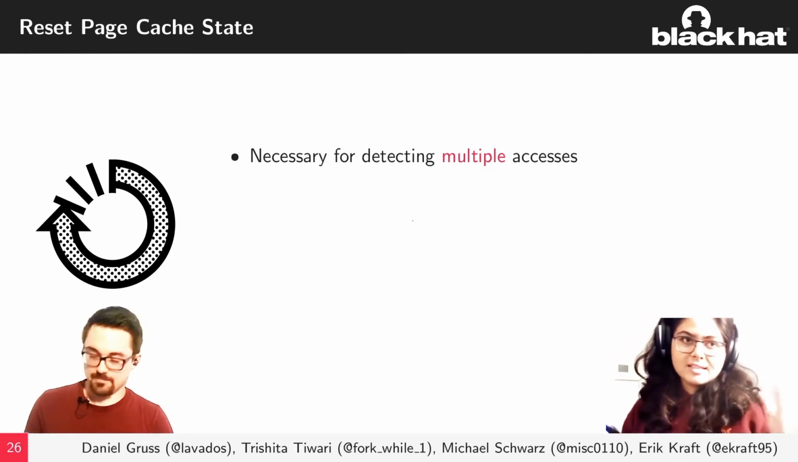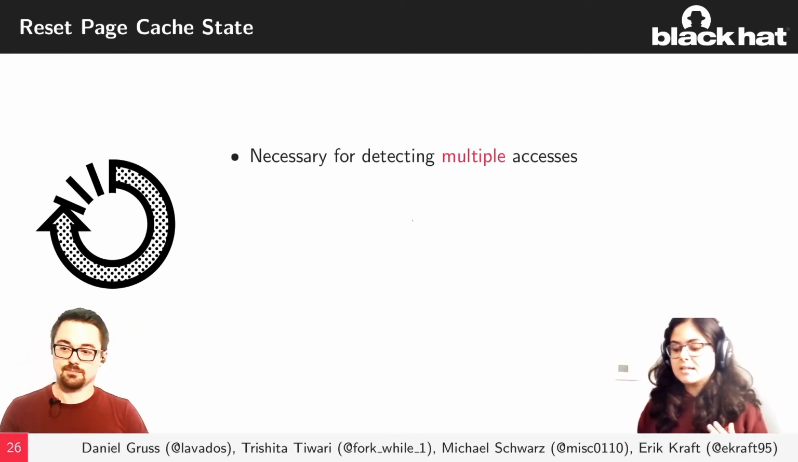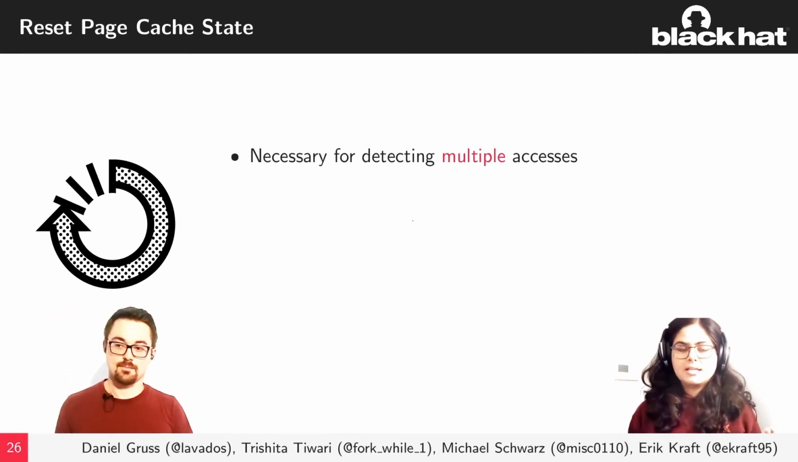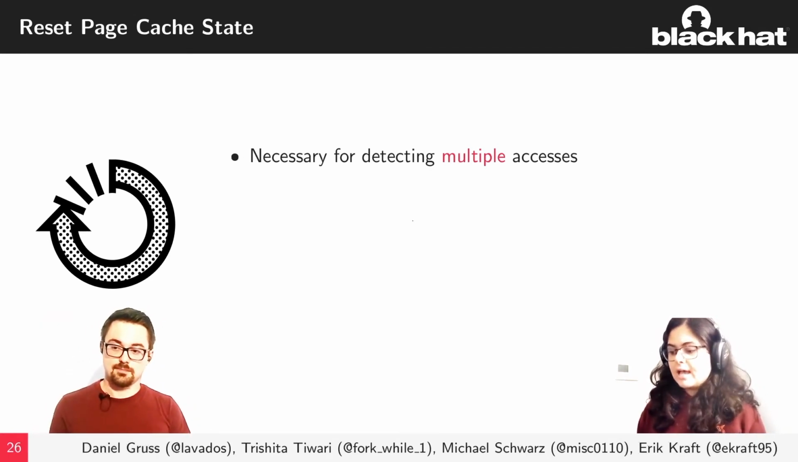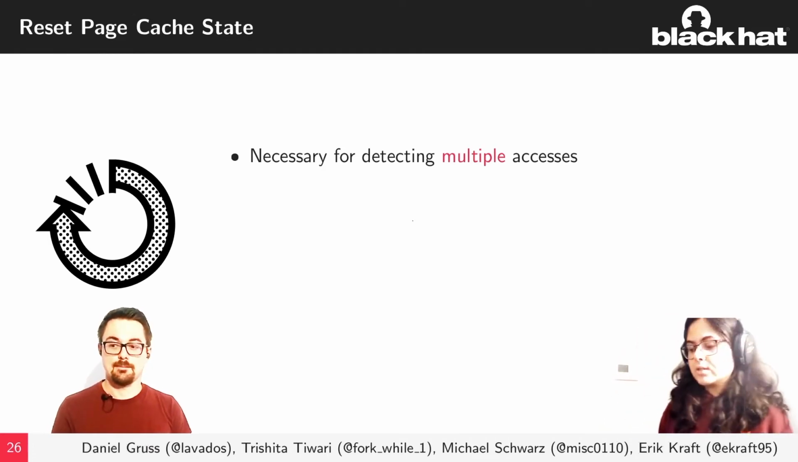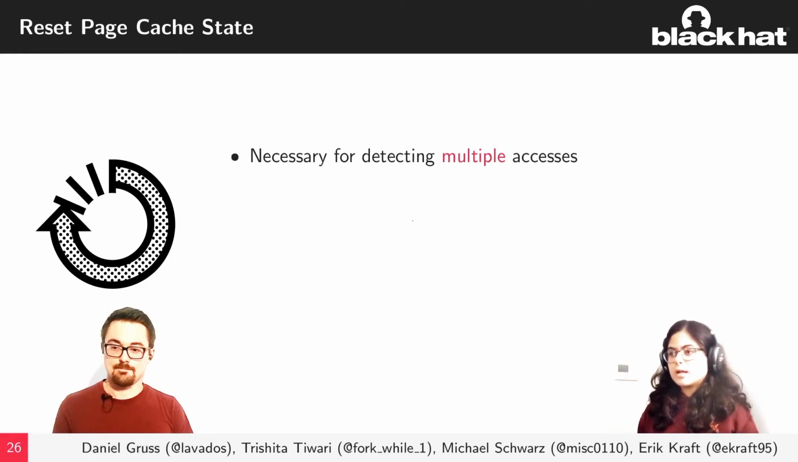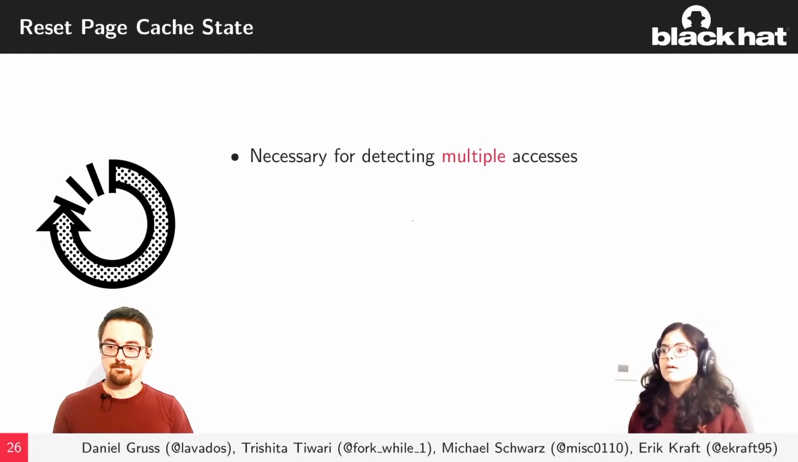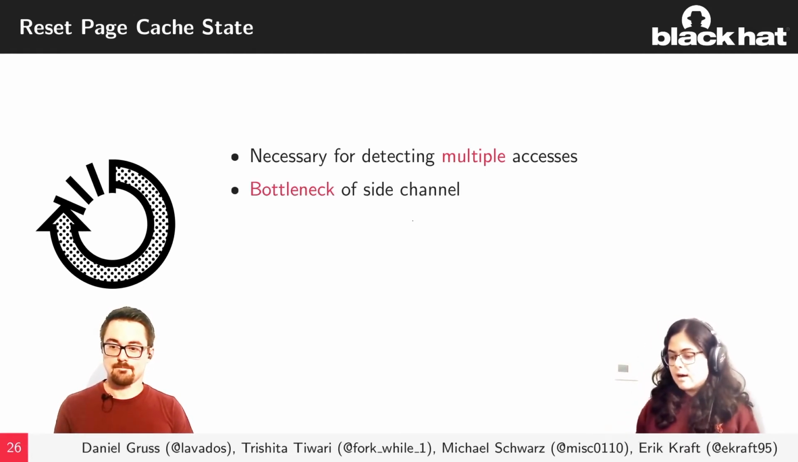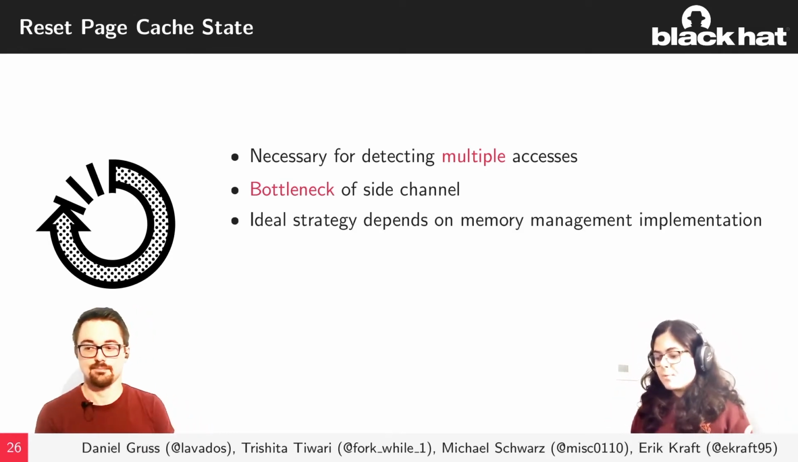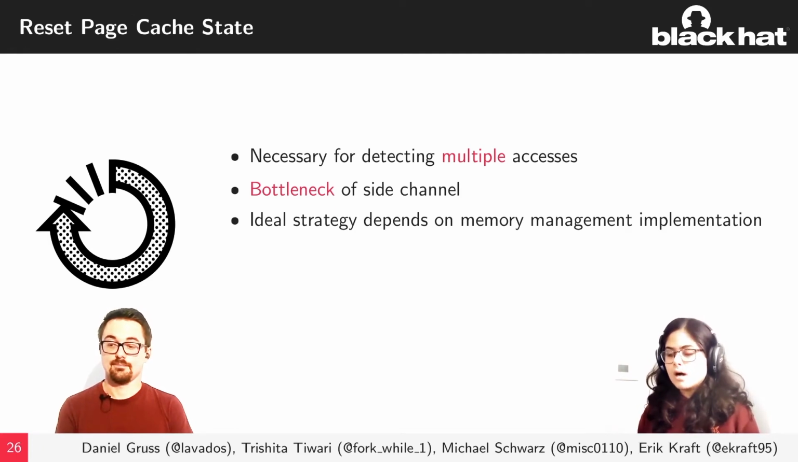The second part of this attack is to reset the page cache to evict the target pages that the attacker wants to observe. This is necessary because we want to be able to detect multiple accesses to the same page. So we want to get rid of the page so that the next time the victim accesses it, you can repeat this process and see precisely when the victim accessed this page again. This is essentially the bottleneck of the side channel, because eviction is slow.